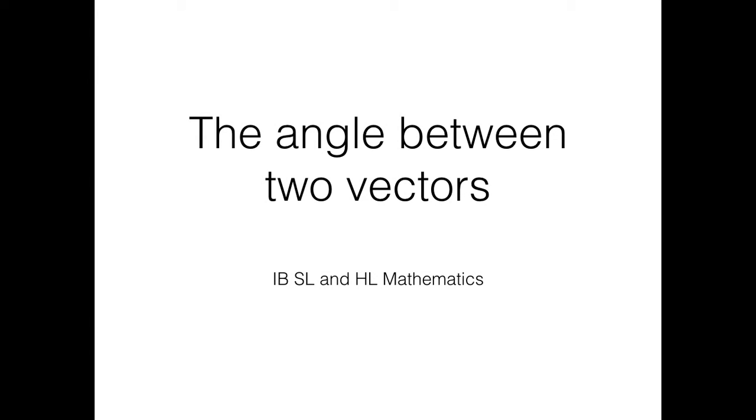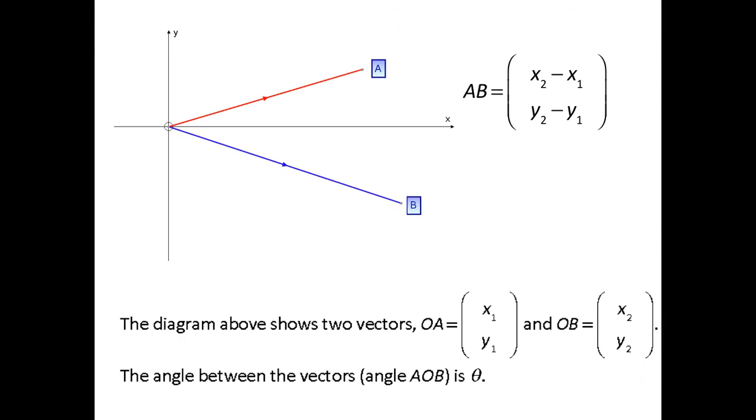Okay, we're looking at the angle between two vectors. This is for IB SL and for HL. For HL, you really need to know how to do this. For SL, it's not quite so important, but it provides very good background information.